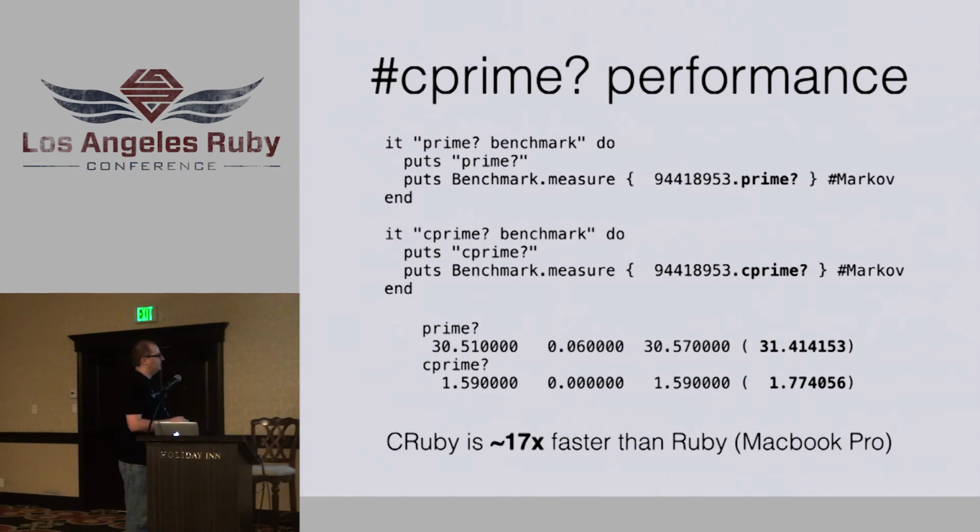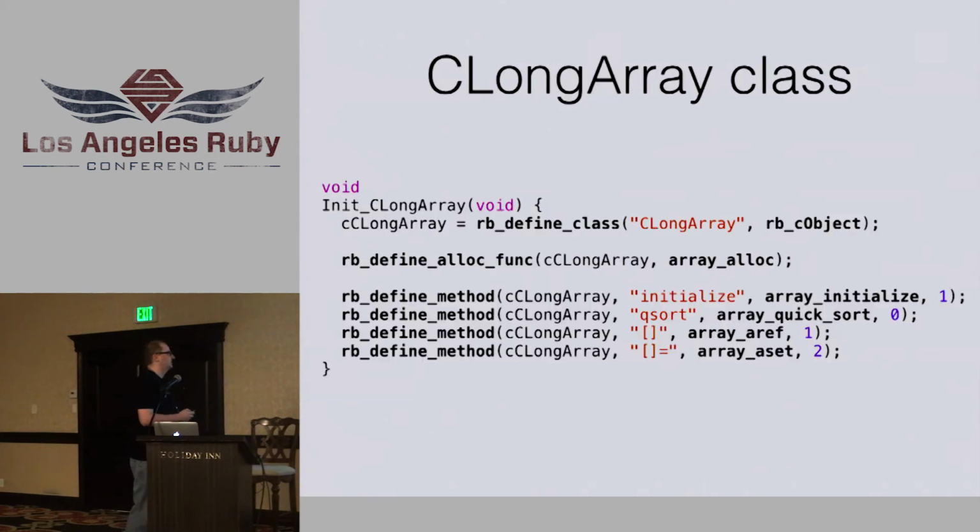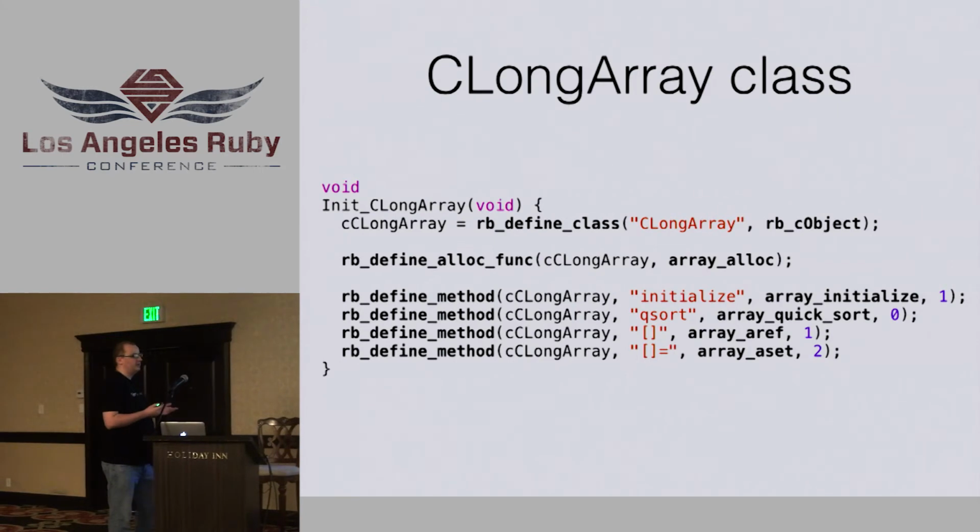And the performance, again, we test a really large prime. If it's prime, it takes 30 seconds in Ruby, and it takes 2 seconds in C. C is 17 times faster in this case. Okay, so we can even go farther. For example, this is a special case for an array. In Ruby, you can create arrays of any object, but you pay a performance penalty for that. So if, for some reason, you want to sort millions of numbers, maybe it's a good idea to create a C implementation of a C-long array.